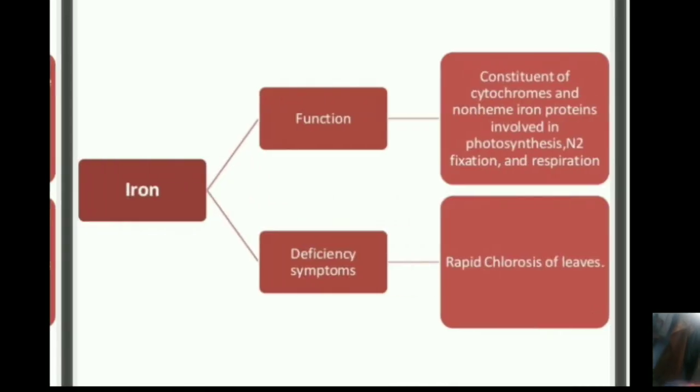When we see the iron function, it is the chief constituent of cytochromes and non-heme iron proteins involved in photosynthesis, nitrogen fixation, and respiration. So the deficiency symptoms of iron lead to the formation of rapid chlorosis of leaves. So iron is an important aspect of plant nutrition and is required.